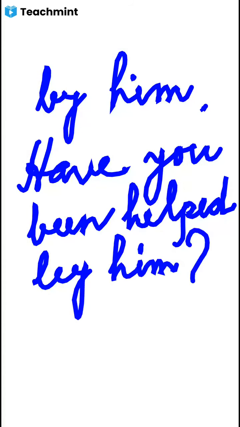Then we have to put the question mark. Don't forget to put the question mark, okay? If you don't put the question mark, half marks will be deducted for not putting the punctuation marks properly. Punctuation marks are required to be put properly in proper places, okay? So, have you been helped by him? These are the punctuation marks, and this makes sense for the sentences. Then you see next, can he do this work?